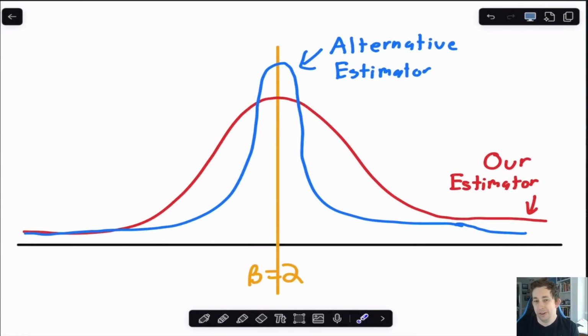So one way we can use variance to get at this question of whether our estimator is a good estimator, and what would make a better estimator, is this: suppose our estimator is in red, and again it's centered over -2.